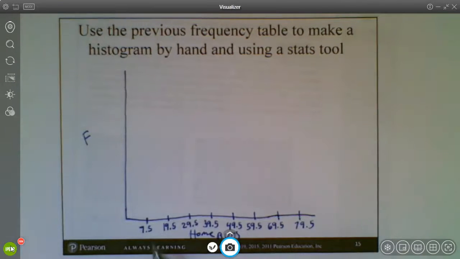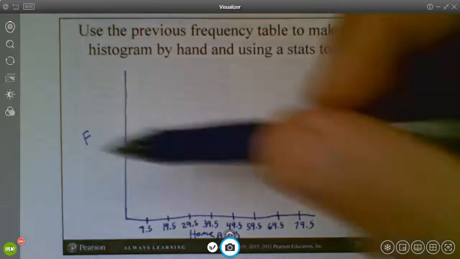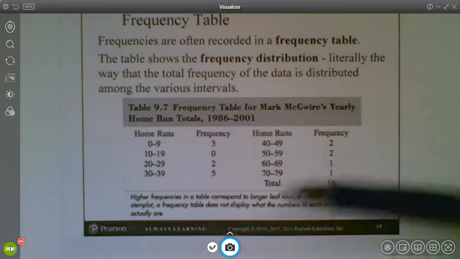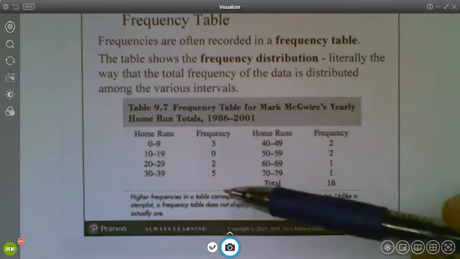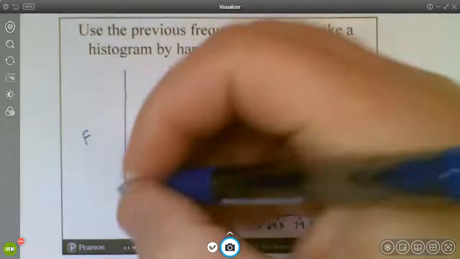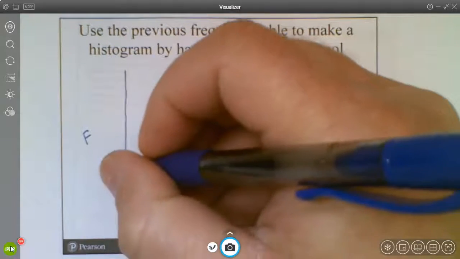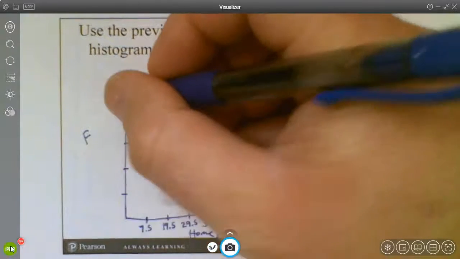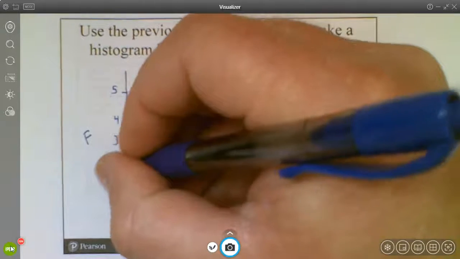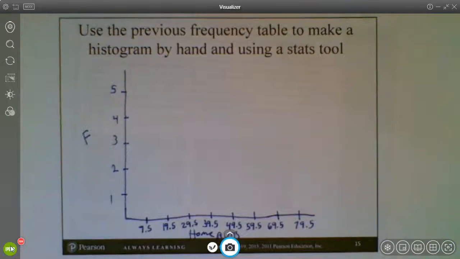All right, so there's our home run groups. And as you look at the frequencies, realistically, the lowest number is 0, the highest number is 5, so I would just count by ones in a case like this. So we're going to say 1, 2, 3, 4, 5. All right, that represents our frequency list, and so now we're just going to throw in the drawings for this.